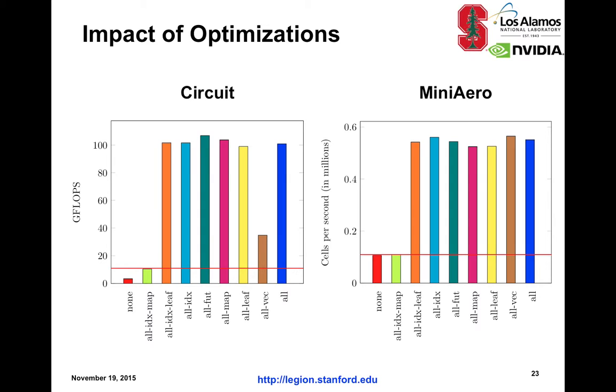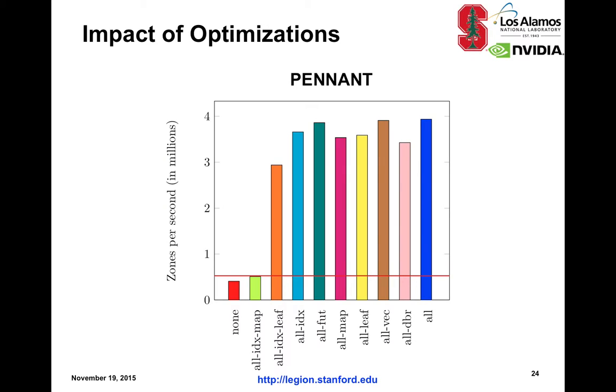What this means is that disabling both optimizations resulted in the application blocking after every single task launch, resulting in sequential execution. But disabling only one optimization had minimal impact on the performance of the application. For PENNANT, we found that the application was a little bit more sensitive to the Legion runtime overhead. And so the map and index and leaf optimizations each had about a 10% impact on performance by themselves.